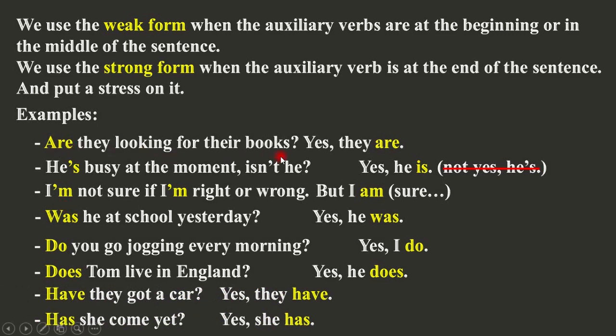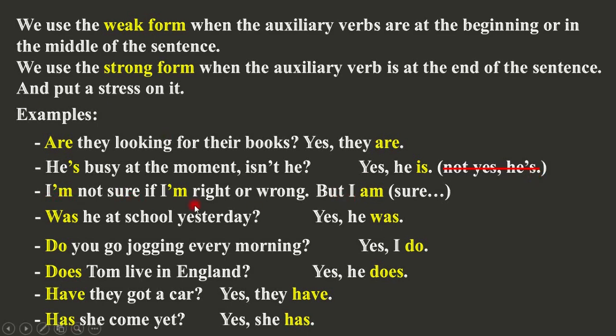Okay, let me read these examples for you. Are they looking for their books? So we pronounce they. And then in the strong form, because this is at the end of the sentence, or we can say this is a yes no question, we use the strong form. So we answer, yes they are. He's busy at the moment, isn't he? Yes, he is. So we do not pronounce, yes, he's. No, we do not use the weak form when we answer the question.